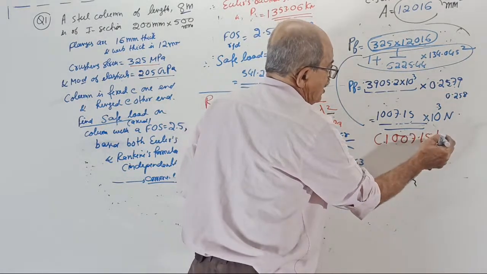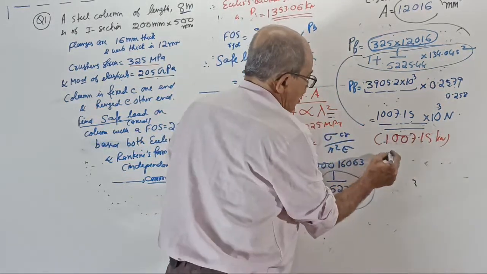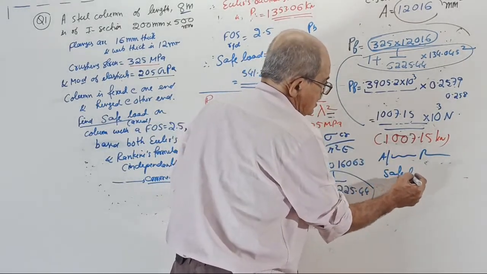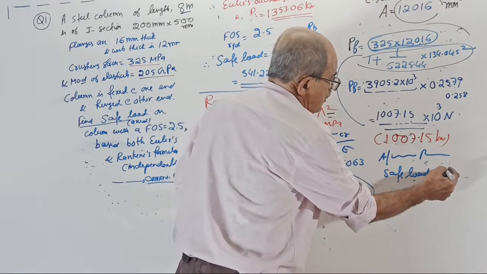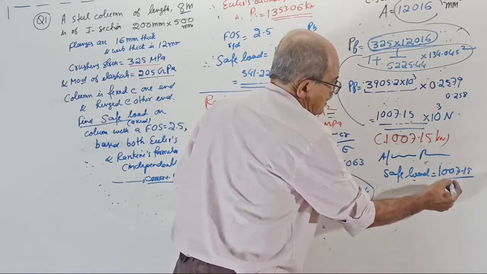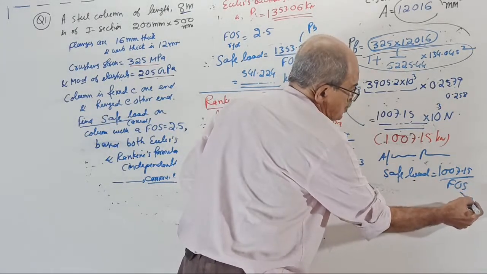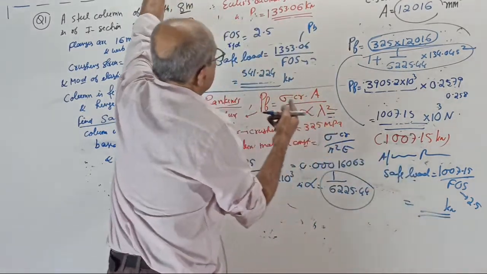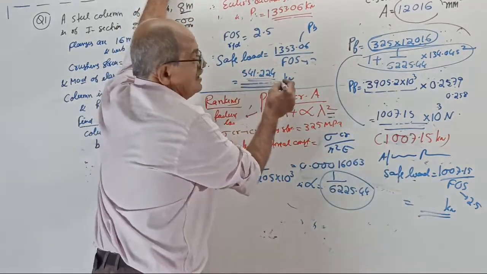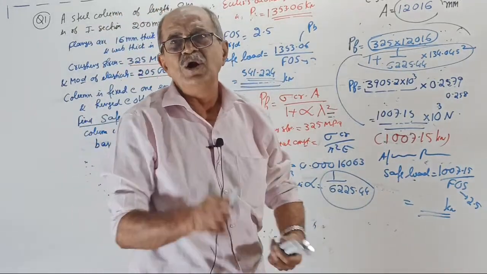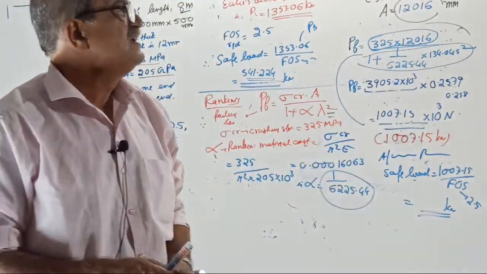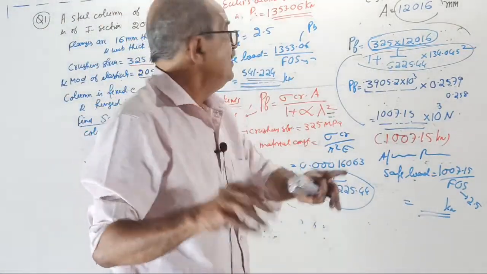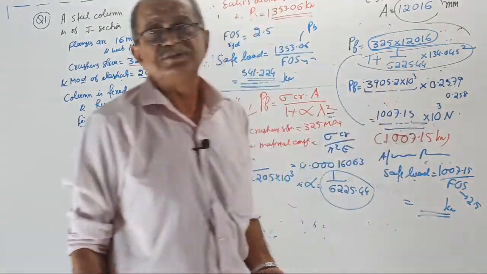Therefore, as per Rankine's formula, the safe load you can apply is 1007.15 divided by the factor of safety of 2.5, which is much lesser. Euler told you apply 541. Rankine told don't listen to Euler, he will not take direct compression. You listen to me. If you want your building to be safe, this column will fail at around 1000 kilonewton.